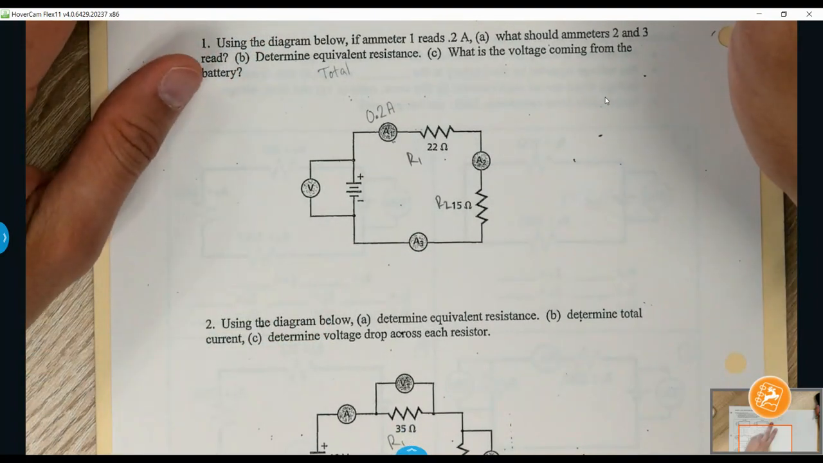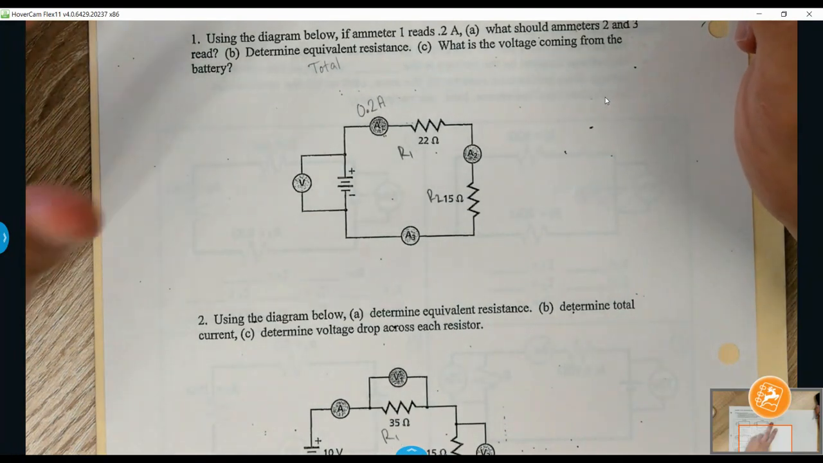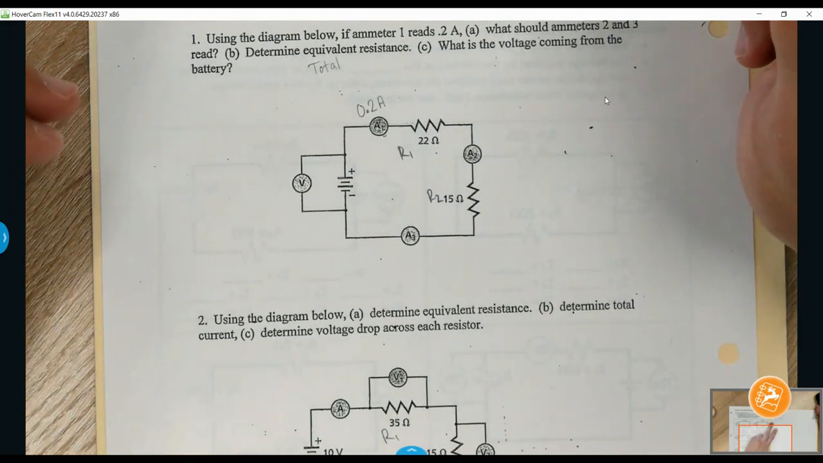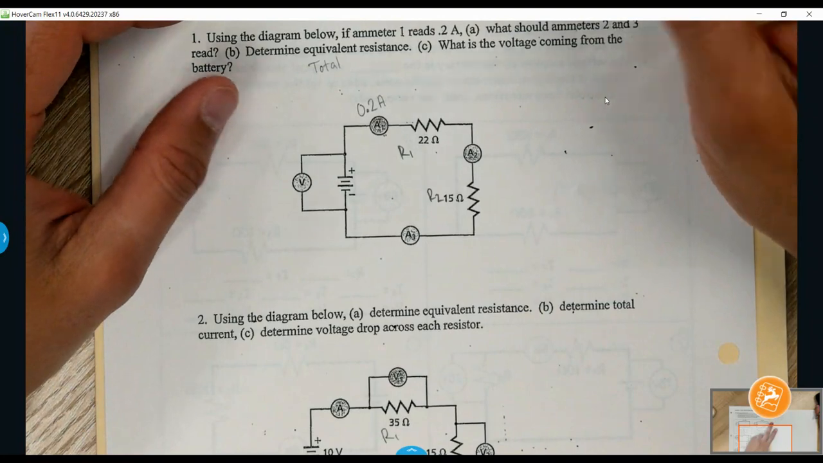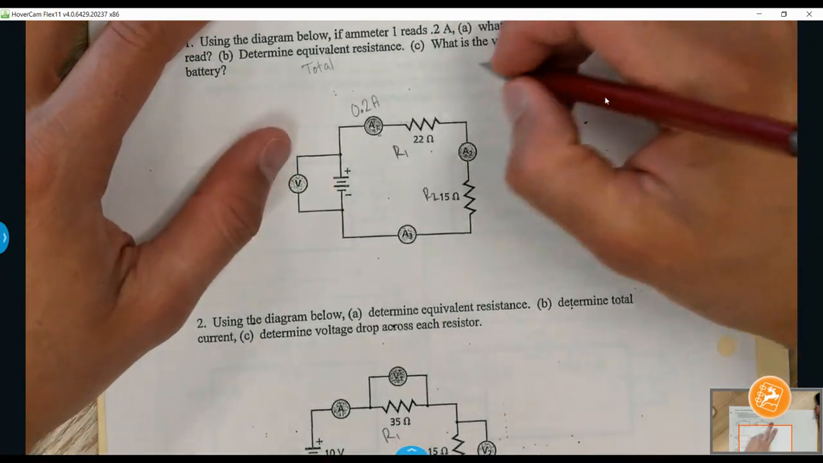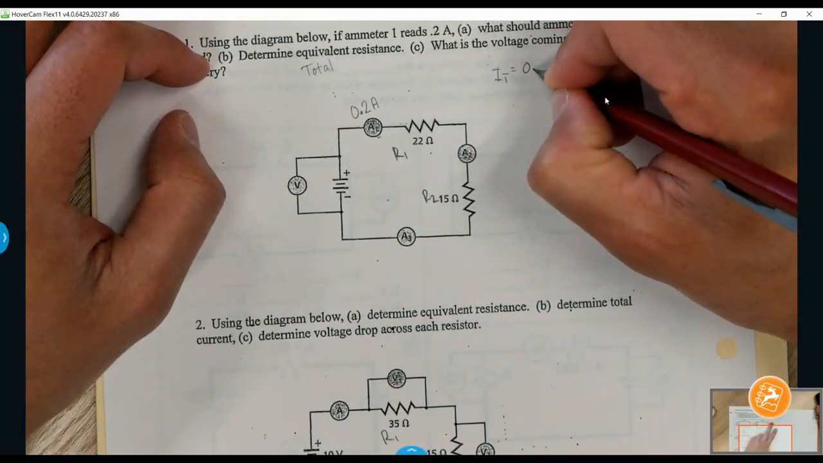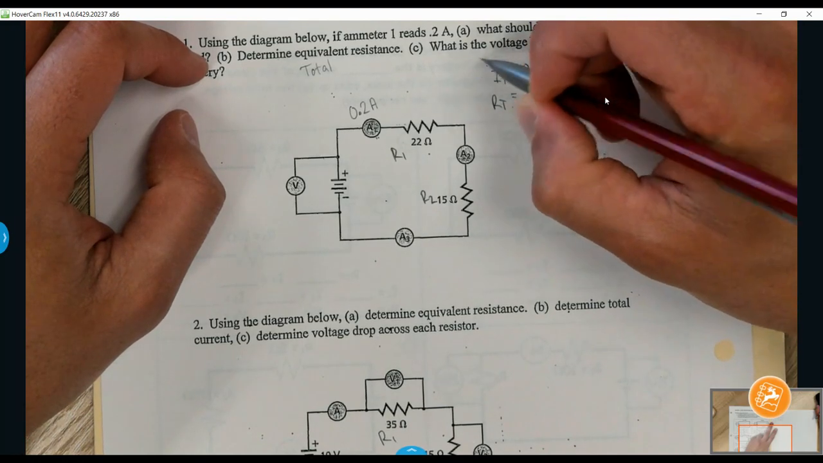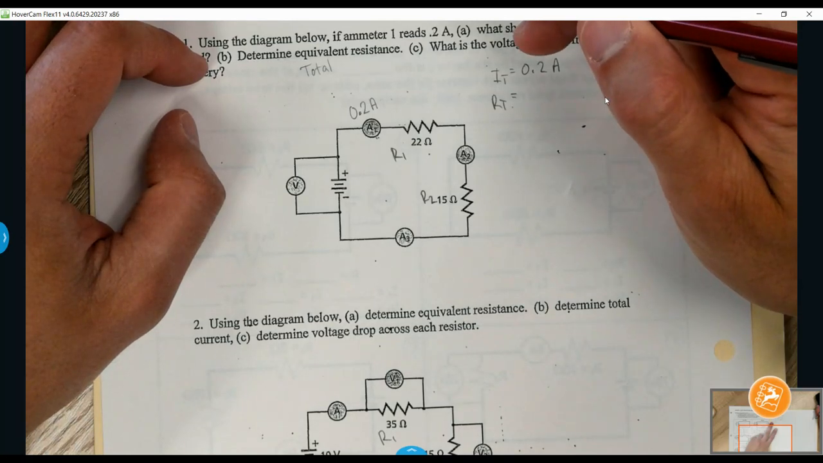And then what is the voltage coming from the battery? If you make a quick VIR table, you can do this, or for these ones, you don't necessarily have to. I just like to because it keeps everything nice and neat. But in this case, I already know what all the I's are. I know what I1, 2, and 3 are. That means I know what IT would need to be as well, 0.2 amps. They ask you to find RT, so 22 plus 15. What is that, 37?